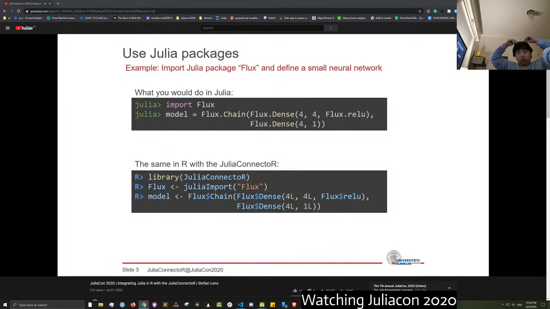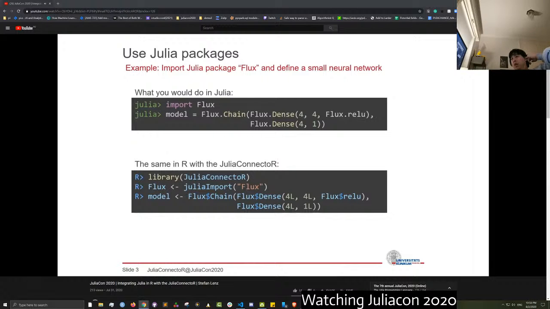If you would like to do the same in R, you can use the Julia connector. The Julia connector does not know about Flux, but the Julia import function simply scans a specified Julia package. Everything that can act as a function in this package is translated to an R function and collected in an R environment. With this, you can call the dense and chain function now in R, and also pass the ReLU activation function as an argument.